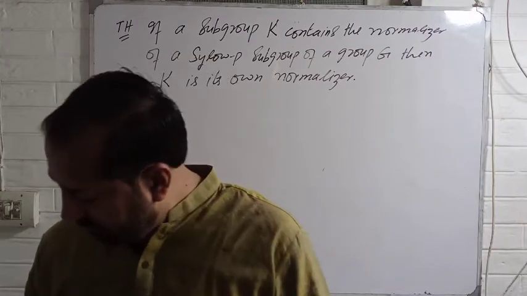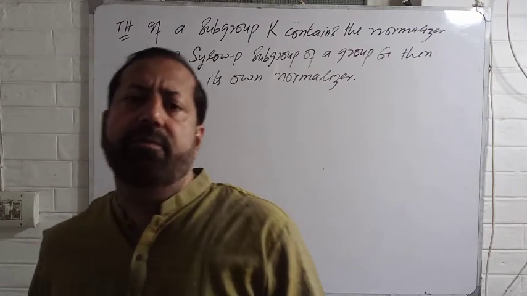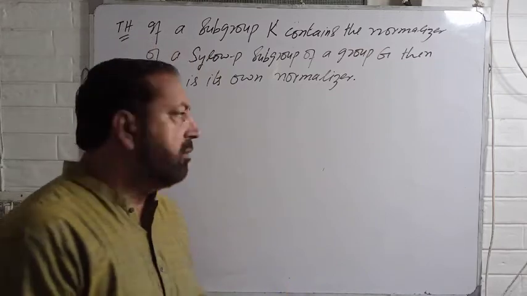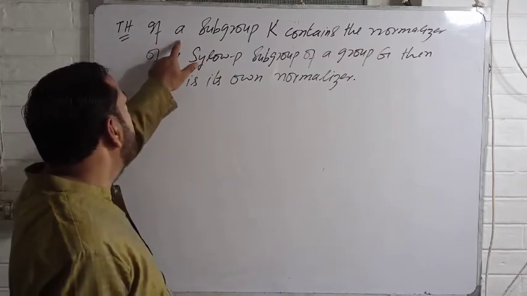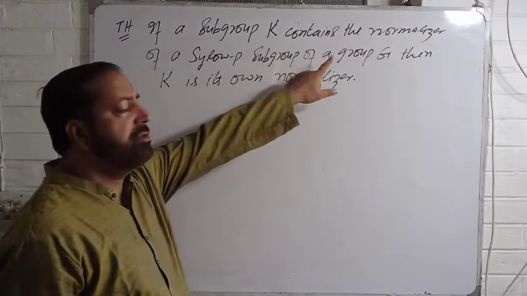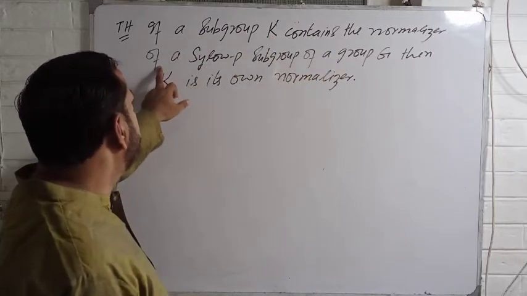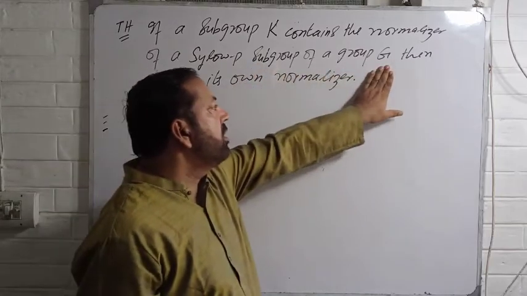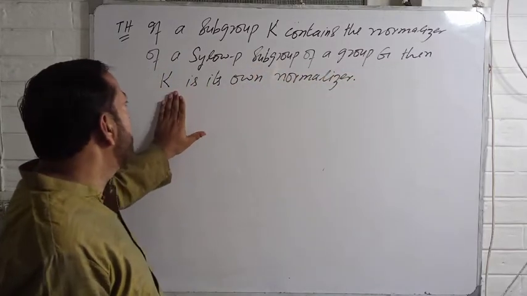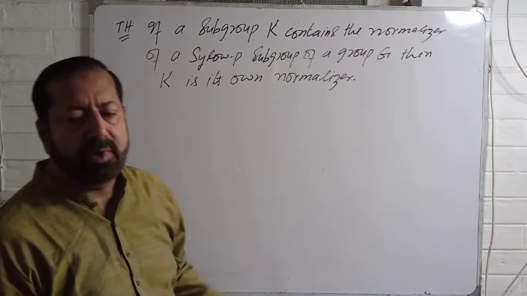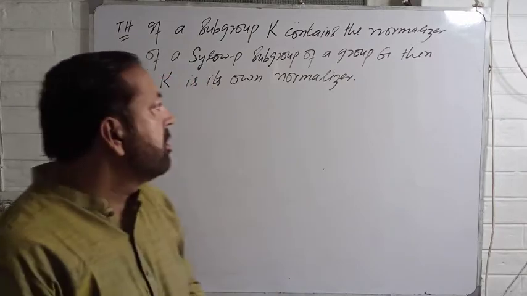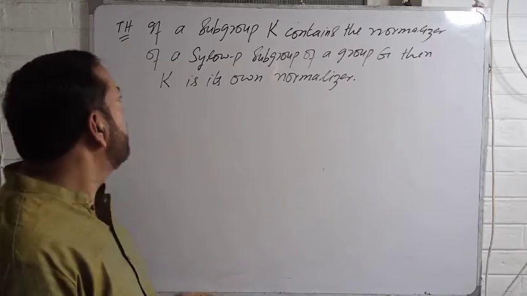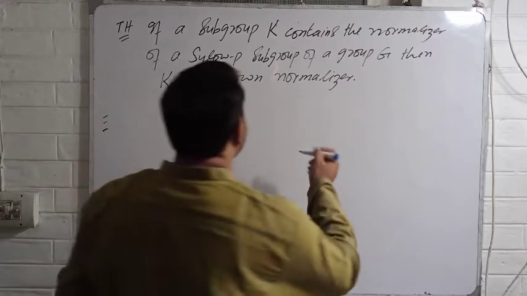Okay, today we are going to discuss a few more consequences of Sylow's theorem, and one of which is: if a subgroup K contains the normalizer of a Sylow-p subgroup of a group G, then K is its own normalizer, right? So K contains the normalizer of a Sylow-p subgroup.